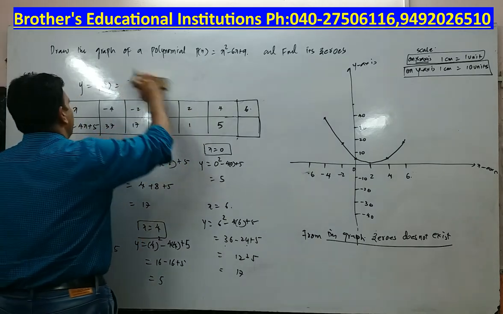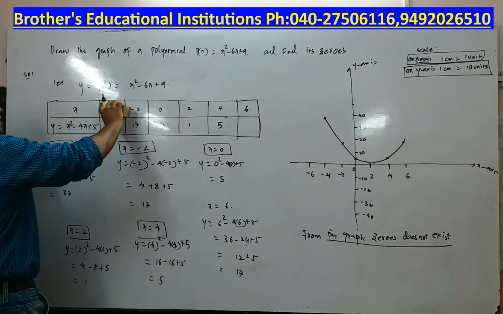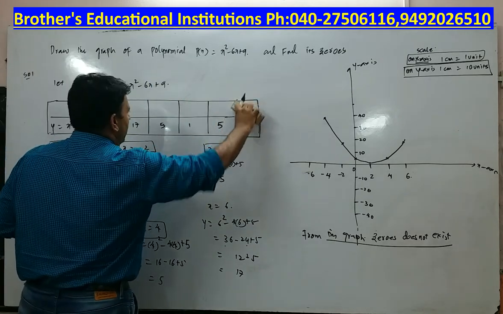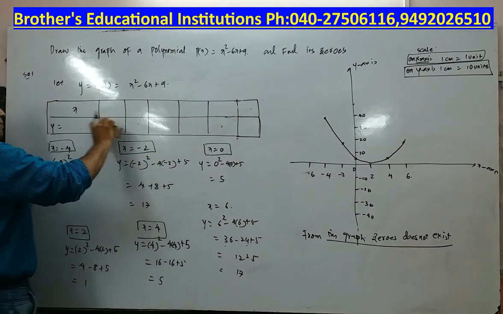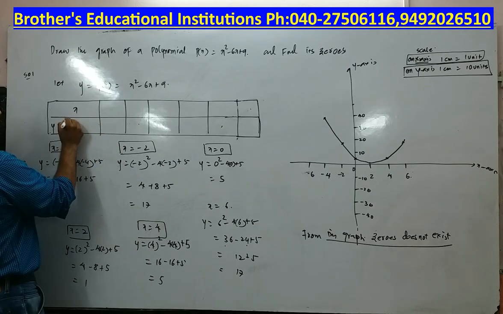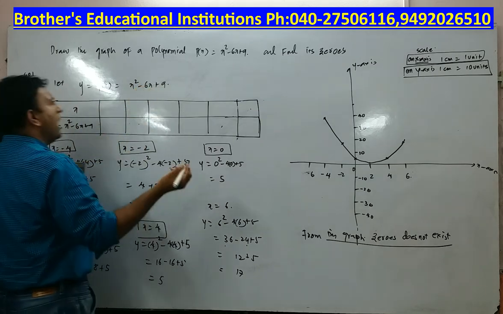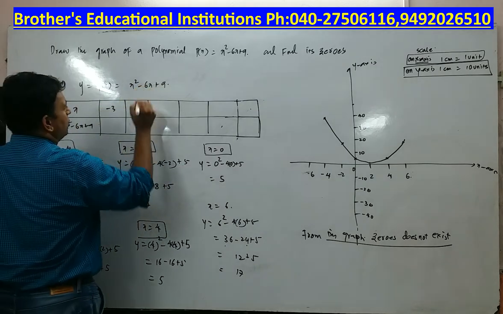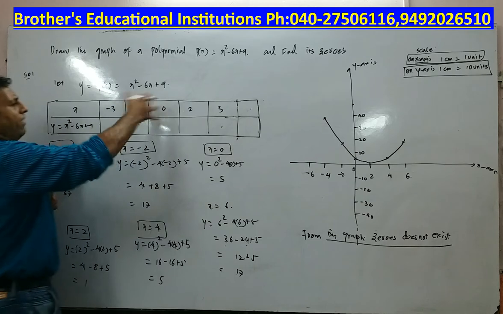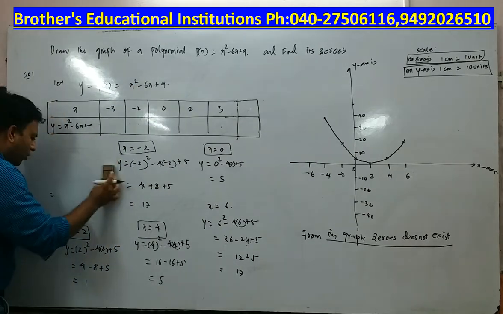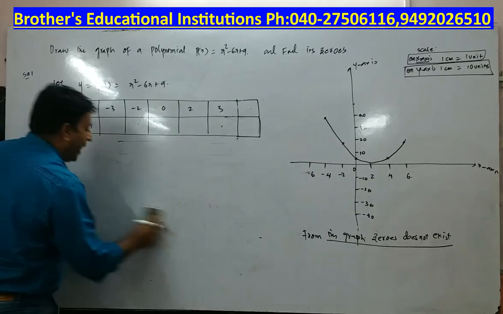What do I do? Same thing. I will write here x square minus 6x plus 9. Now instead of minus 4, minus 2, 0, 2, 4, 6, I will try to take some other values. Not necessarily I should take minus 4. I will take y is equal to x square minus 6x plus 9, and x values as minus 3, minus 2, 0, 2 and then 3. 5 values are sufficient. I am going to substitute these values and calculate what answer I get for y.